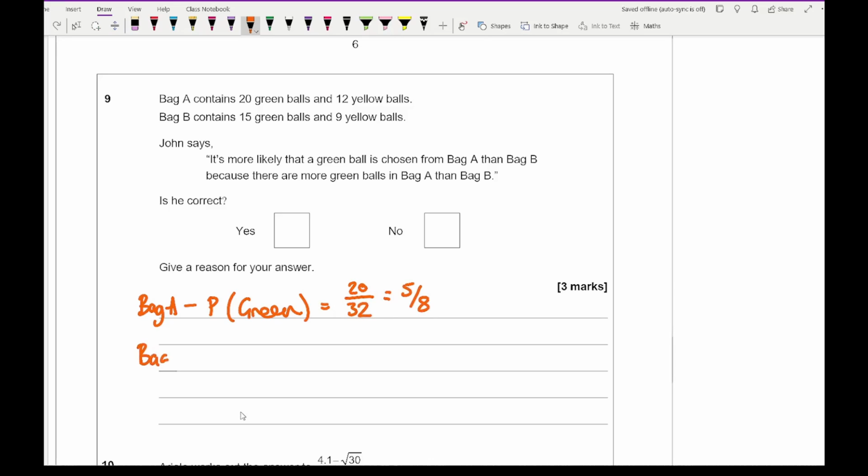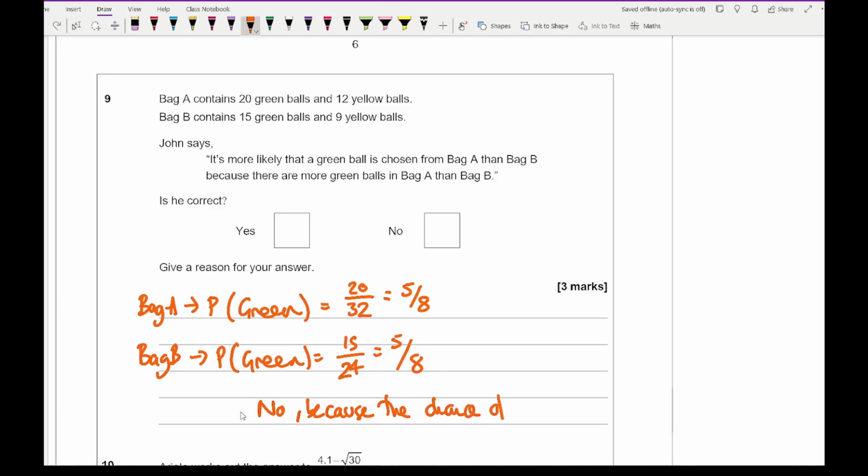Then for bag B, the probability of getting a green is going to be 15 over the total, which is 24. So I can divide both numbers by 3, in which I get 5 over 8. So is he correct? No, because the chance of getting a green is the same for each bag, and that's what we need to tick.